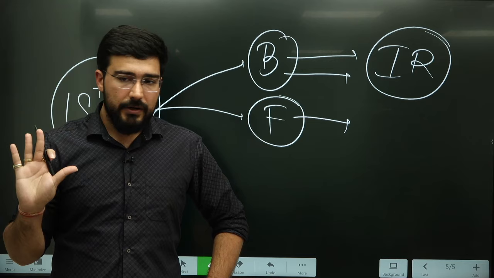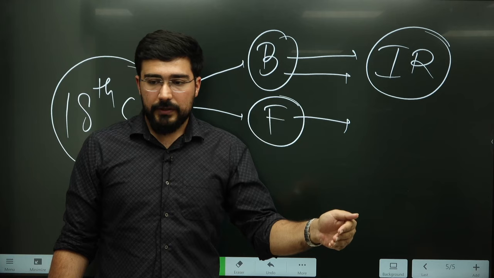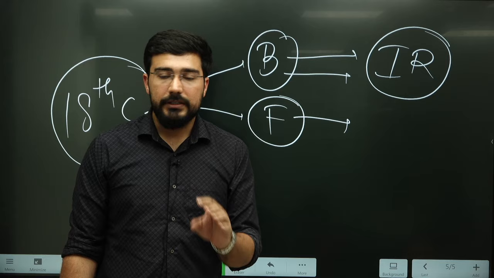The only equation which will change in the case of Britain is after 1763, because Britain paid a lot for the war, the Seven Years' War. Now they wanted the colonies to pay for their own security, and this was going to change the overall politics in the Americas. Then we see France.